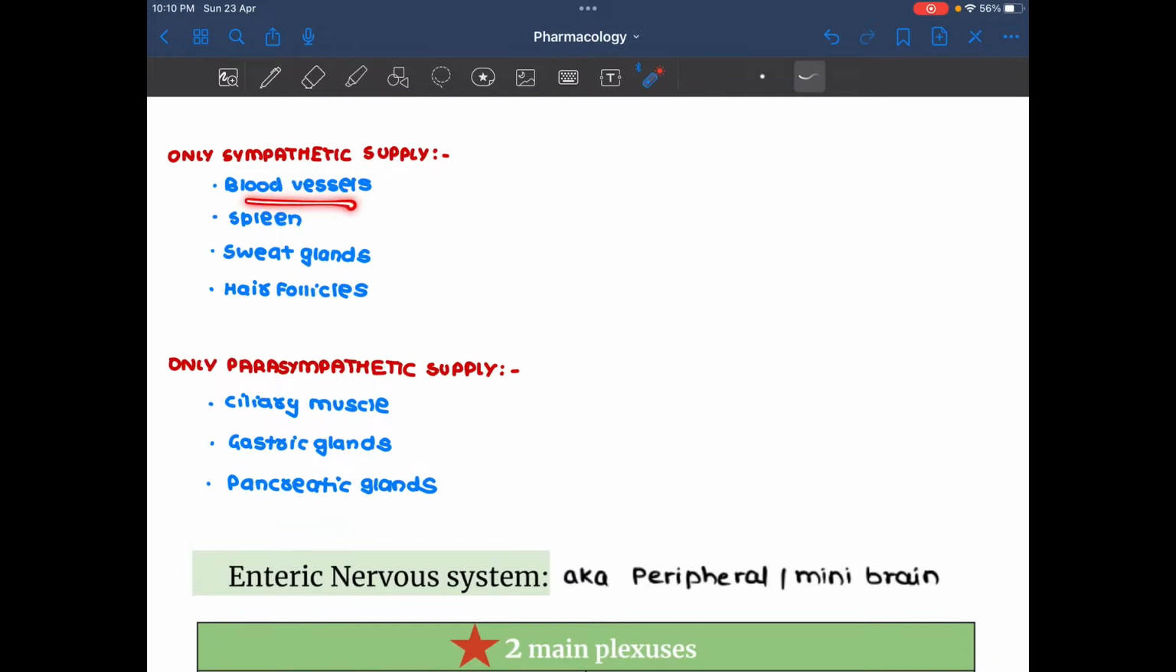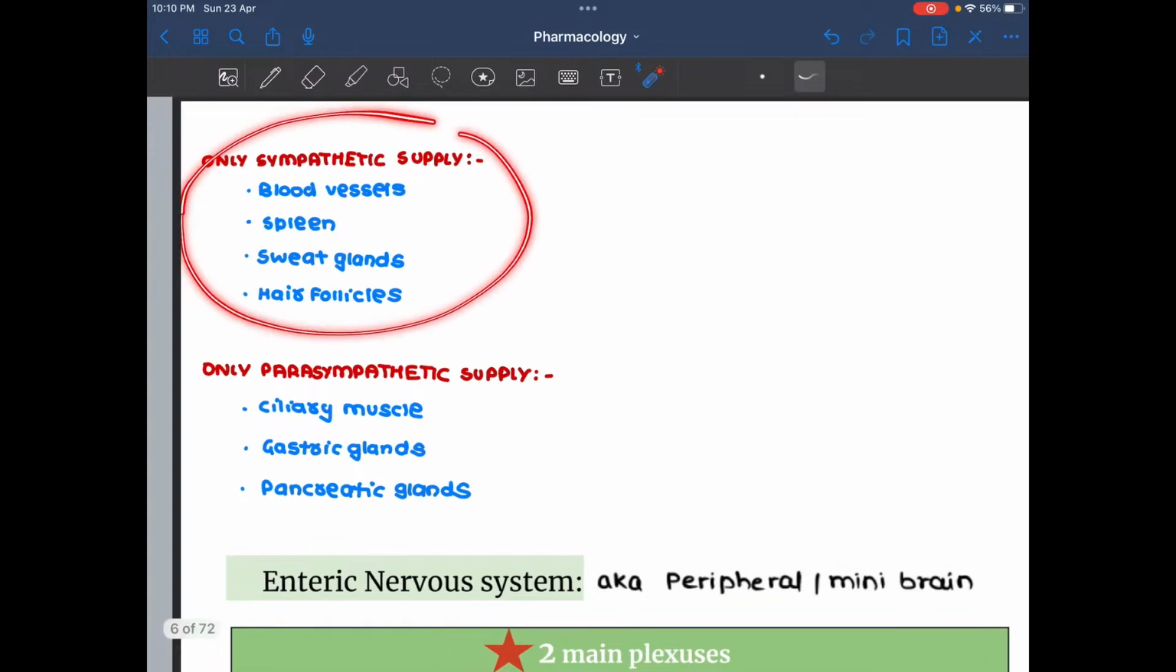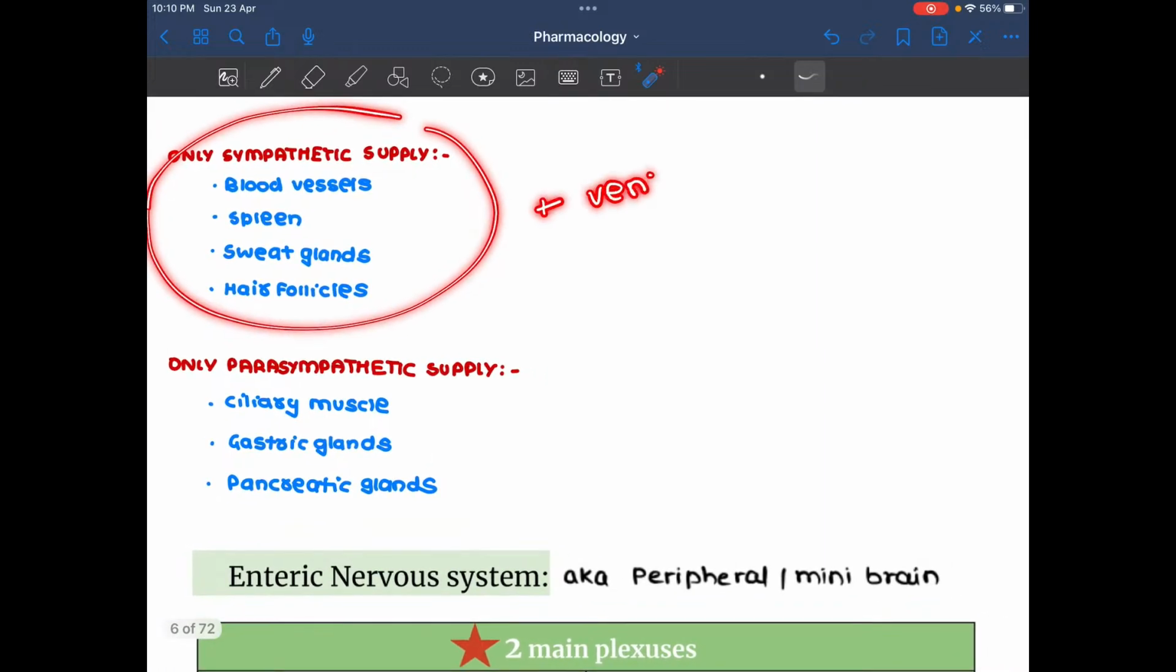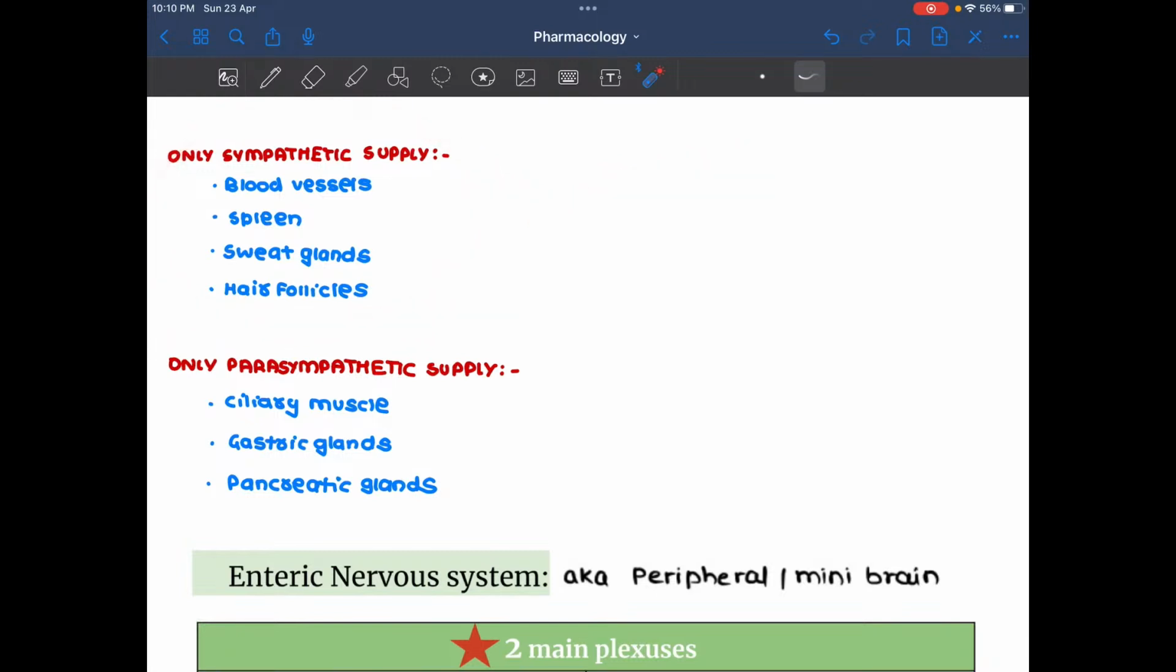Just remember, there are some organs which only have a sympathetic supply. What are they? Blood vessels predominantly are only going to have a sympathetic supply. Okay? Sweat glands are going to have only a sympathetic supply, and your hair follicles are also going to have only a sympathetic supply. And I can add one more with only sympathetic supply, the ventricles. Okay? The ventricles are only supplied by the sympathetics, and they don't have any influence of the parasympathetic over the ventricles.